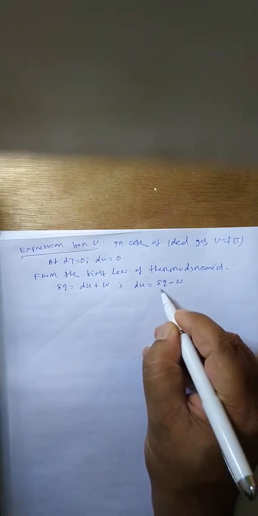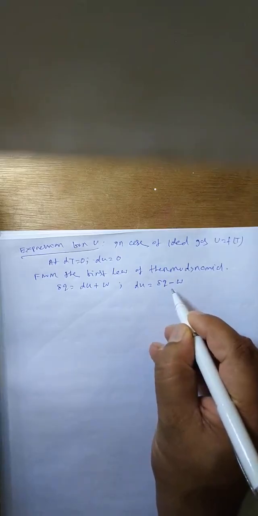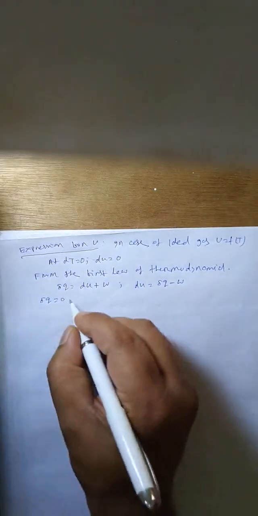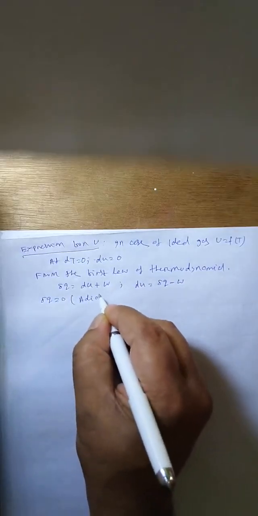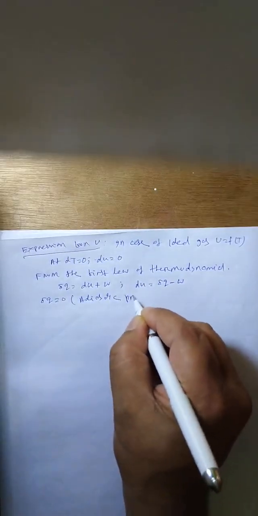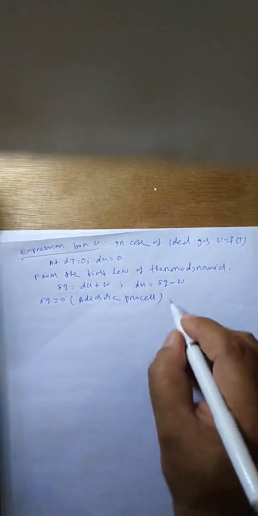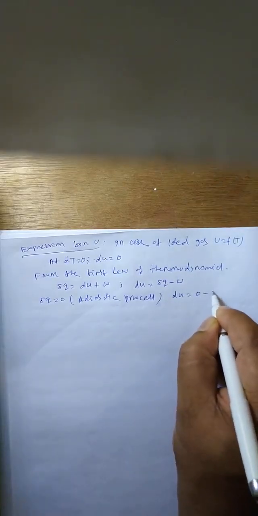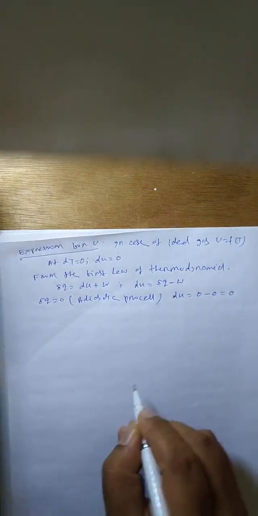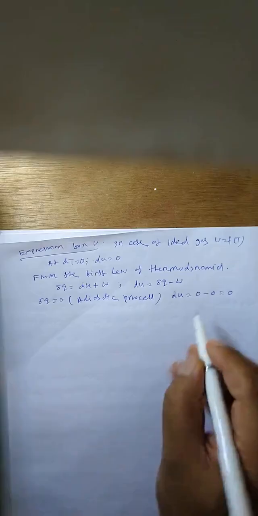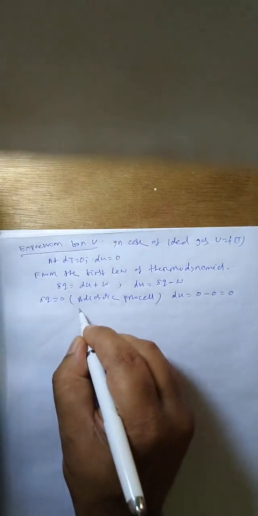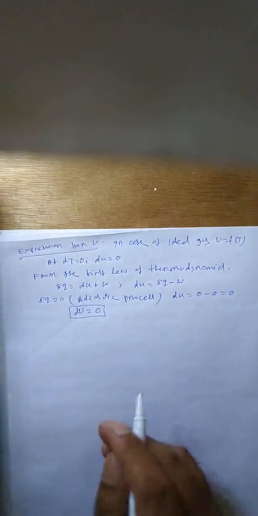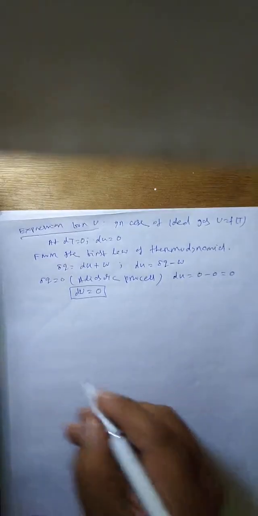Now in an adiabatic process, delta Q is equal to 0. As it is an adiabatic process, delta Q is equal to 0. Then dU is equal to delta Q minus W. Work done is also 0, so dU is also equal to 0. We see that W is equal to 0 and dU is also equal to 0.